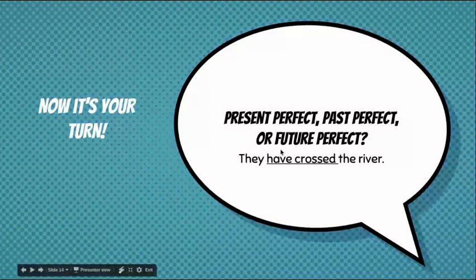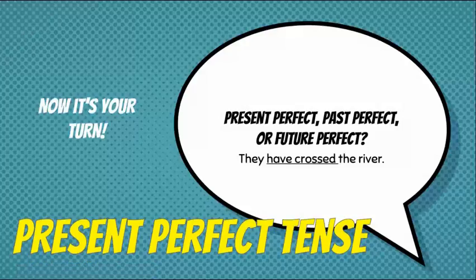And a third one, they have crossed the river. Notice I could just take this out. I could say they crossed the river. But if I say that, I'm not making a perfect sentence. It's not perfect. It isn't complete. I have a form of the word have here. I also have a form of the verb cross. This is my participle right here. Crossed. They have crossed the river. If you guessed present perfect tense, you are correct.